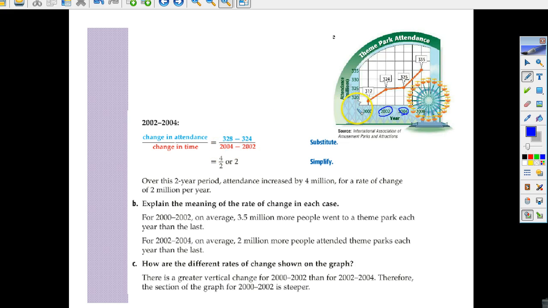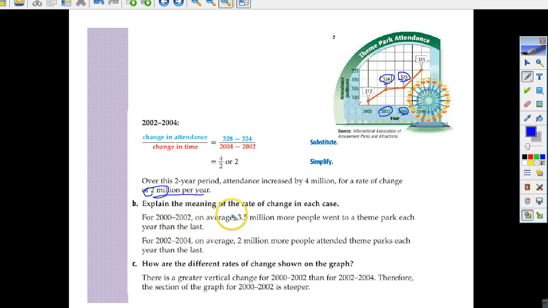So big number minus small number on the bottom and on the top as well. So 325 minus the 324 on the top. Okay, and you have 4 over 2, which is 2. No, I'm sorry, that's 328. 328 minus 324. So again, for this year, you got about 2 million per year, so a total rate of 4 million.